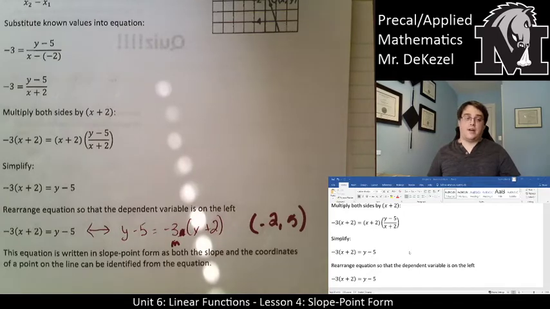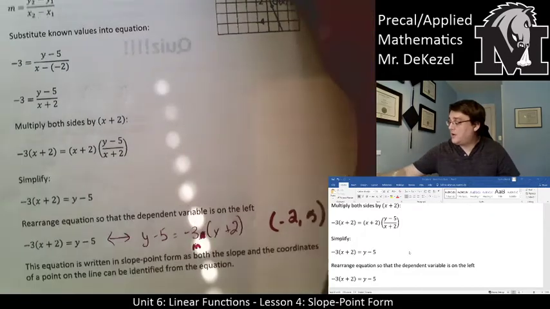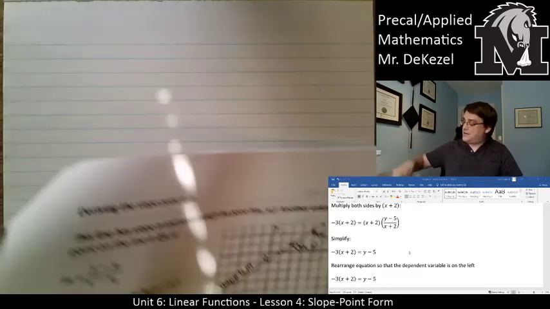So now we don't actually have to rearrange this every single time. This equation is written in slope point form, as both the slope and the coordinates of a point on the line can be identified from the equation. We'll do some more practice with this.